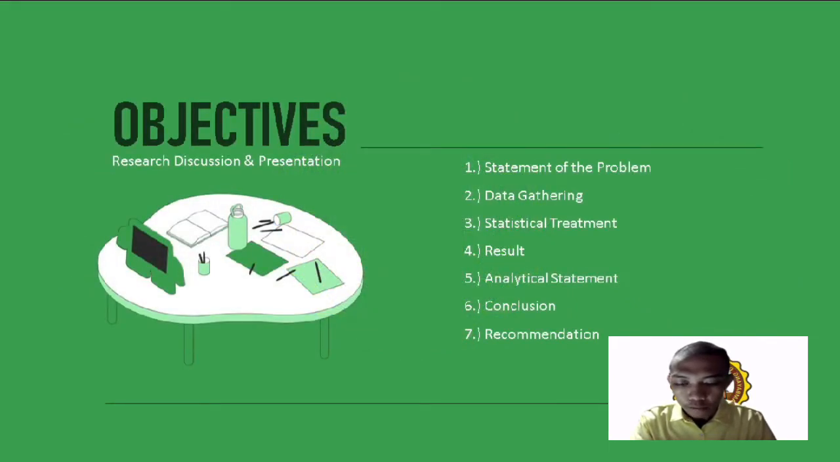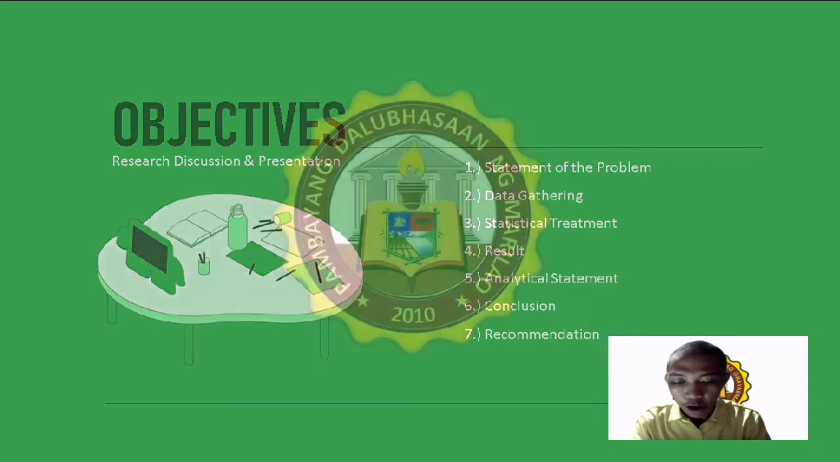In this research, our objective is to discuss and present: 1, statement of the problem; 2, data gathering; 3, statistical treatment; 4, result; 5, analytical statement; 6, conclusion; and 7, recommendation. So let's proceed to the statement of the problem.